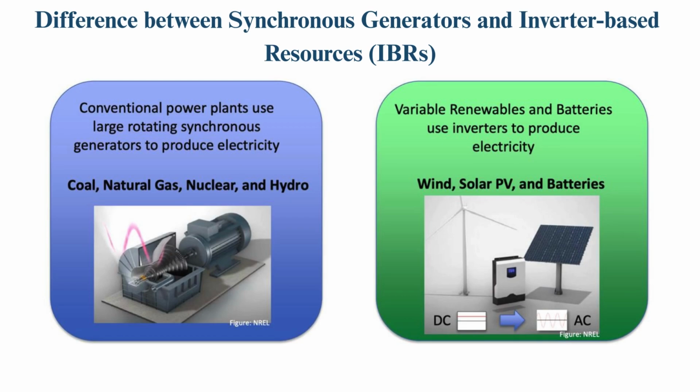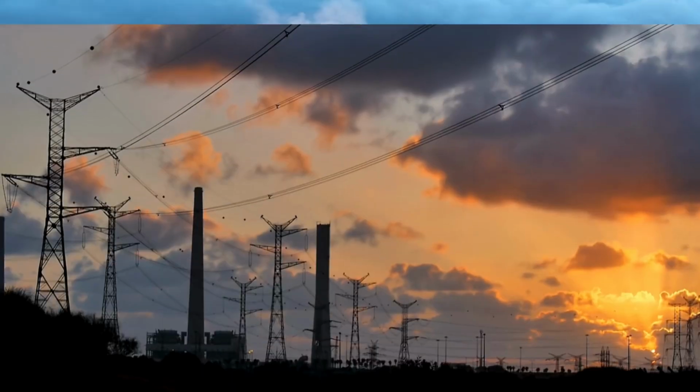On the left, traditional sources like coal and gas use synchronous generators to produce AC power. On the right, renewables like solar and batteries produce DC power. We need inverters to convert DC to AC because most loads run on AC.